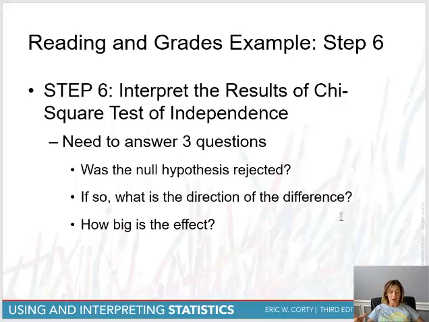So we're going to interpret or answer 3 questions. Did we reject the null? Yes, we did. Because our critical value is 3.84 and our observed was greater than that. What's the direction of the difference? We have to look at the data to talk about that, and then we're going to calculate the effect size.